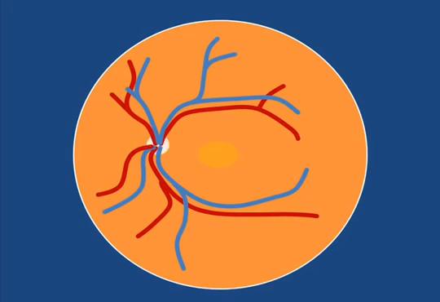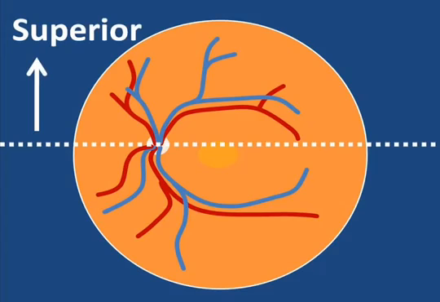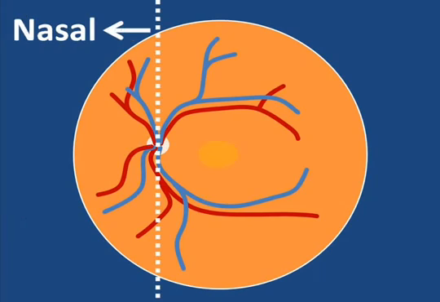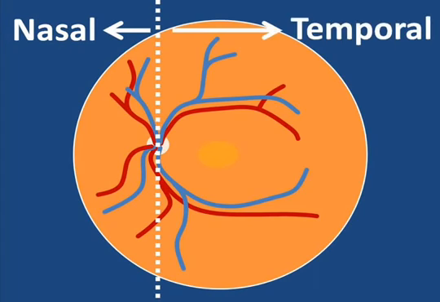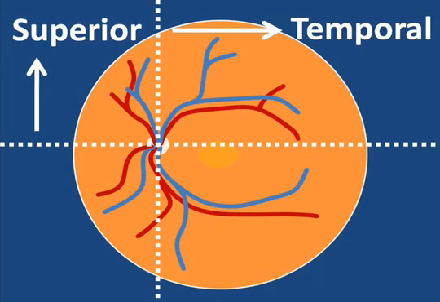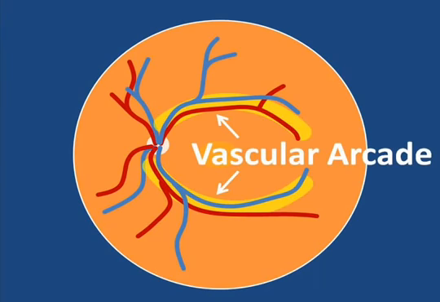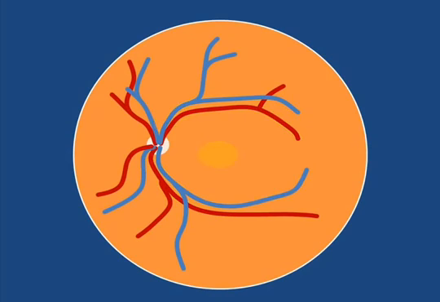When describing the major vessels of the retina, superior is used to describe the upper vessels. Inferior is used to describe the lower vessels. The term nasal would describe the vessels closer to the nose, and temporal would describe the vessels closer to the temple. So, for example, this would be the superior temporal artery. The term vascular arcade refers to the vessels which form an arc around the central part of the retina.